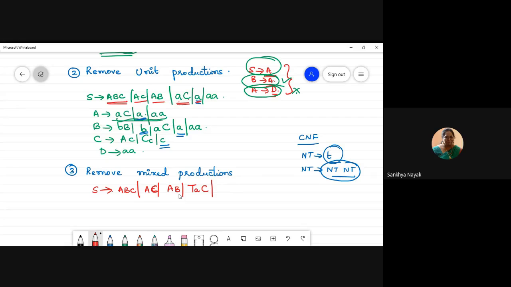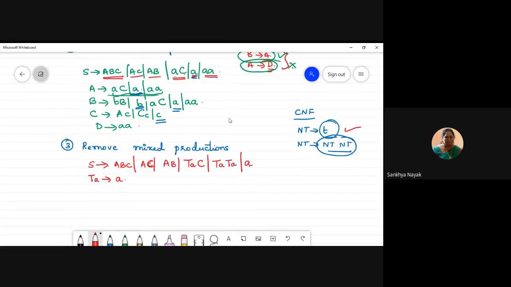Now this is a single a. I won't disturb it because it's already in this format. Here you have two terminal symbols. I'll call it TA TA. Okay? Single a I'm writing as it is. Now here in this equation, you introduced a new symbol TA, which is a. You're calling a as TA.